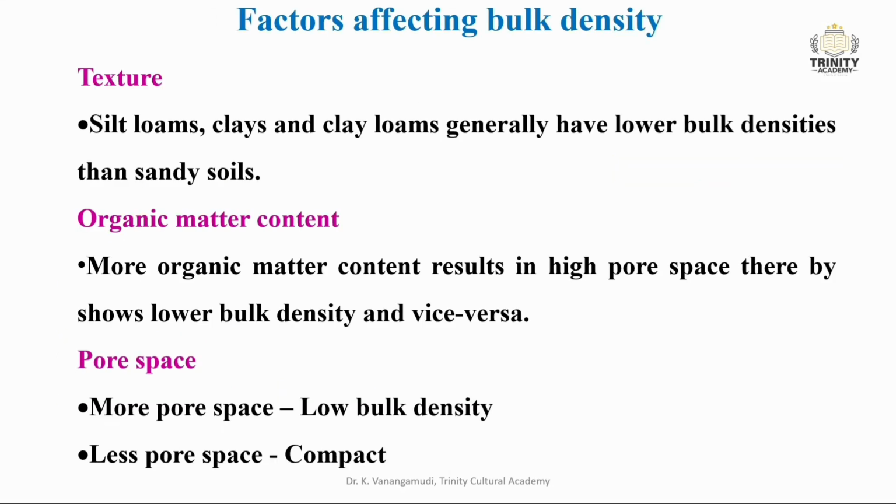Next, we discuss the factors that are affecting bulk density. They are texture, organic matter content and pore space. Regarding soil texture, silty loam, clay loam and clay soils have lower bulk density compared to sandy soil. The higher the organic matter, the higher the pore space. In turn, it shows low bulk density. Higher pore space results in low bulk density and vice versa.